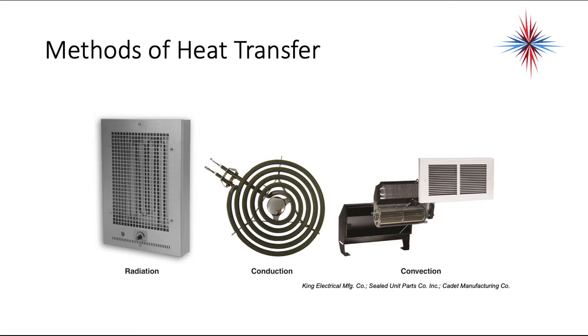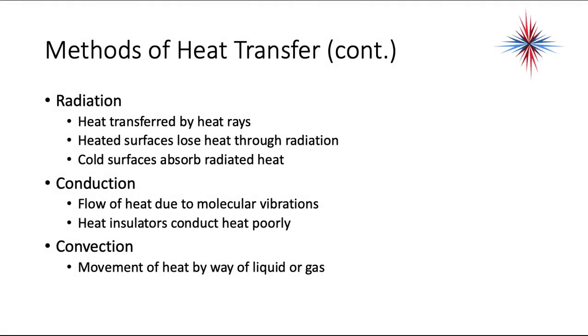So we have 3 methods of heat transfer. Heat transfer is basically how we move heat from one place to another. We have radiation, conduction, and convection. Radiation is the heat transferred by heat rays. Heated surfaces lose heat through radiation. Cold surfaces absorb radiated heat. So let's just basically say heat will always move from hot to cold.